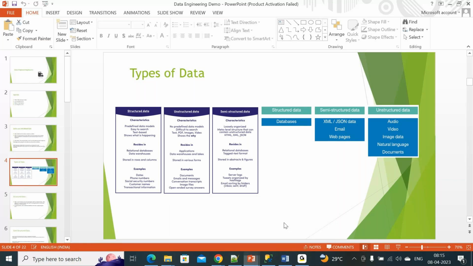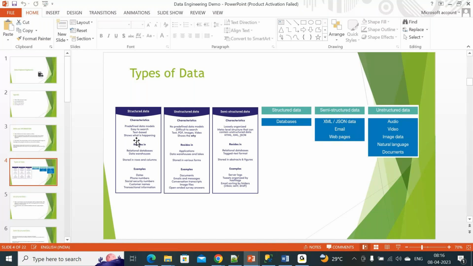So we have categorized the data in the world into three types: structured, semi-structured, and unstructured. For structured data, as I said, we have a predefined data model. What do you mean by data model? A specific shape, a specific organized format. We call it structured data. Coming to unstructured data, there are no predefined data formats, like an image or a mixture of characters which doesn't have a definite shape. And semi-structured data is loosely organized, a mixture of both structured and unstructured.